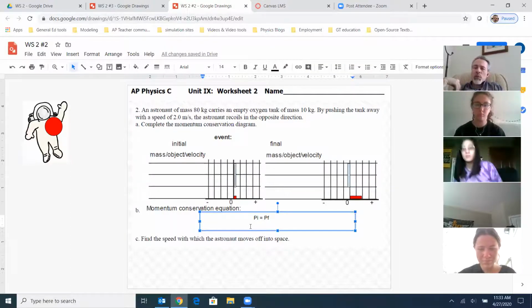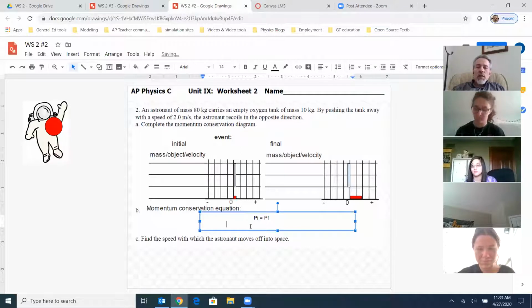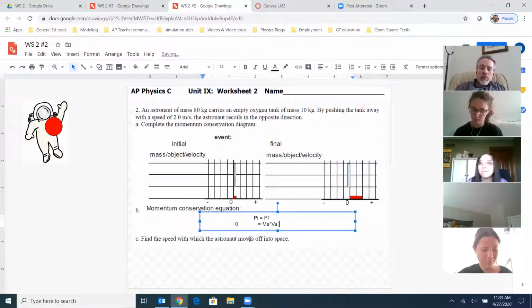Everybody, can you unmute yourself? Explosion. This is an explosion, right? So the initial momentum here, since nothing's moving, is 0. That's the initial momentum. The final momentum is going to be the mass of the astronaut times the velocity of the astronaut plus the mass of the oxygen tank times the velocity of the oxygen tank.